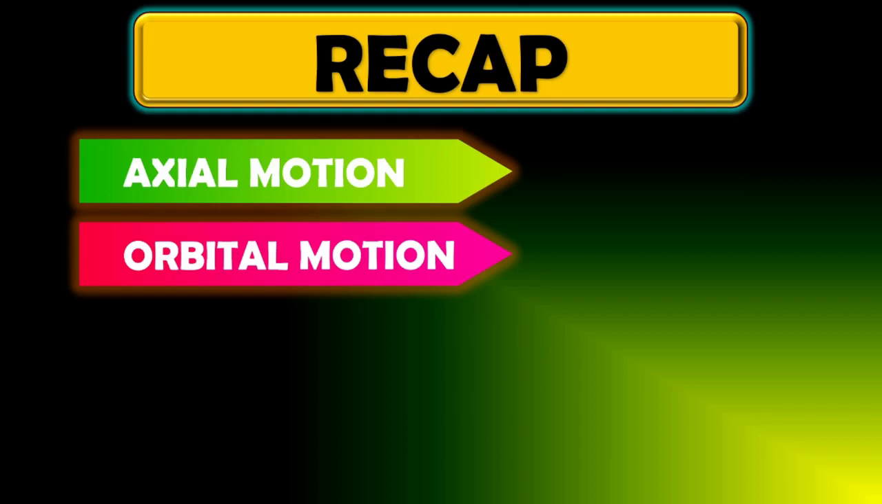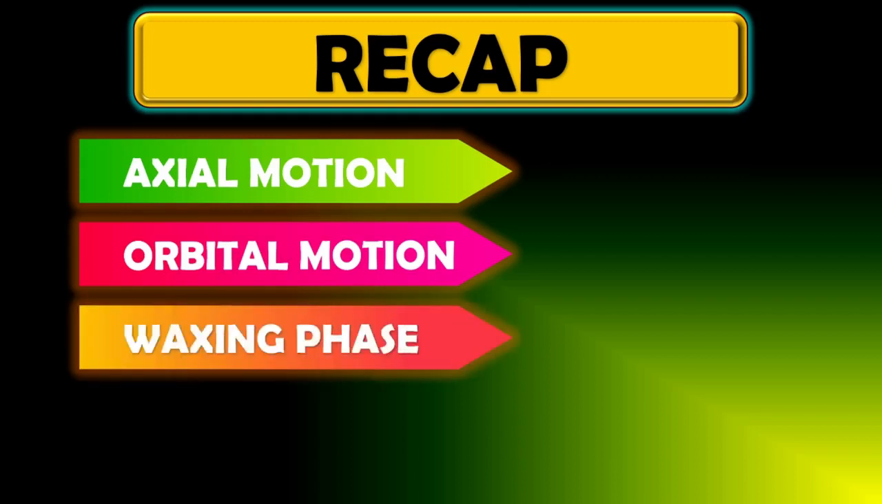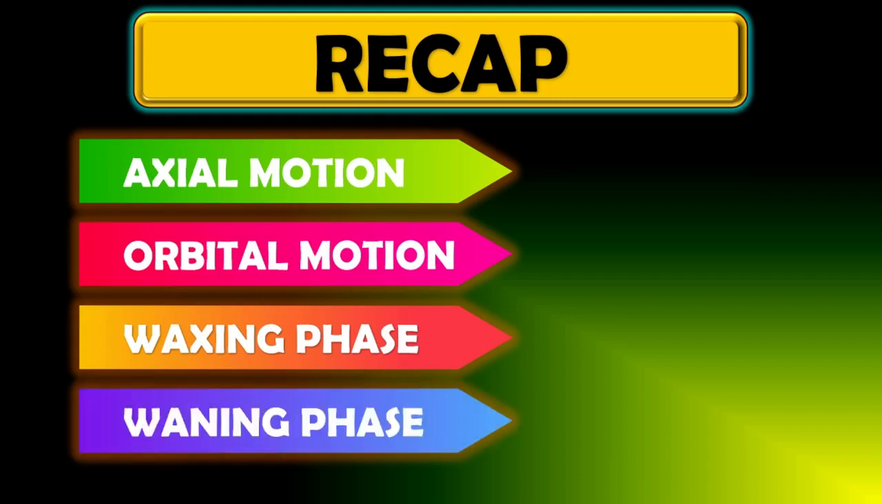The moon waxes or increases from the new moon to the full moon, which is called the waxing phase of the moon. The moon vanishes or decreases from the full moon to the new moon, which is called the waning phase of the moon.